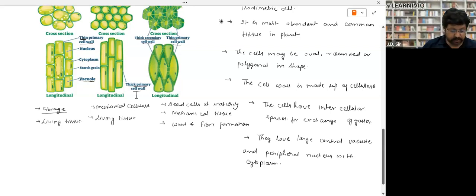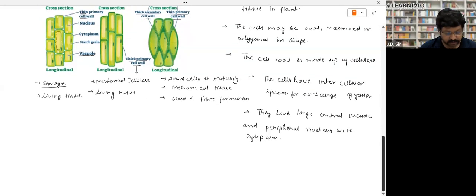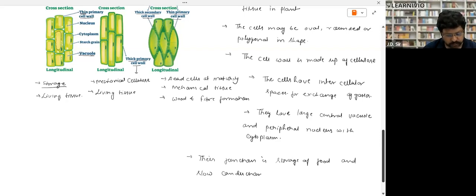And their main function is storage of food and slow conduction of various substances. Please note it down. Tell me, is it clear or not? If you have a doubt in any point, please let me know. Then we will go to the next.